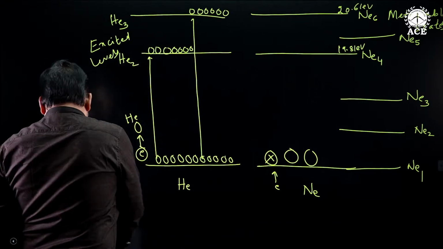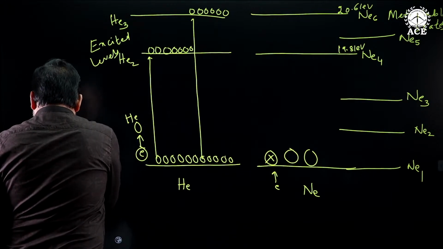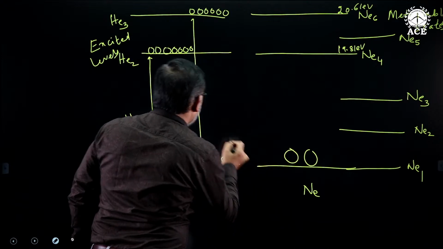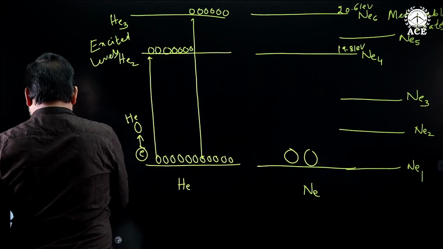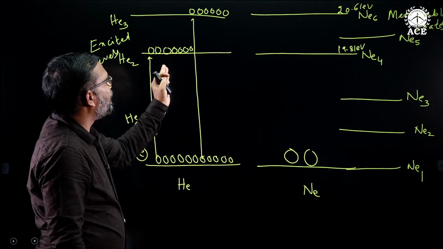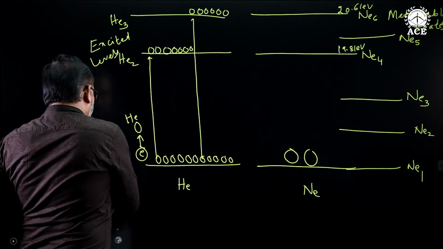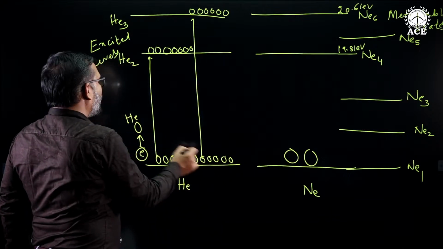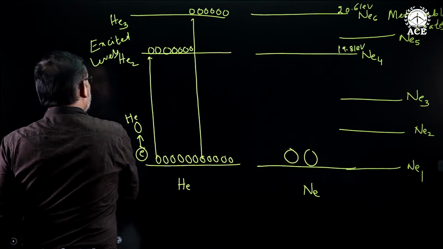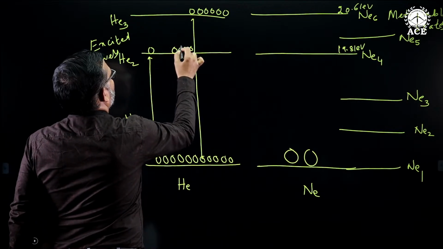Now, what is the purpose of having more helium here? What is the purpose of having a higher ratio of helium? I said it is 10:1. Out of them, most of the atoms are going to come down to the ground state. Most of the atoms.